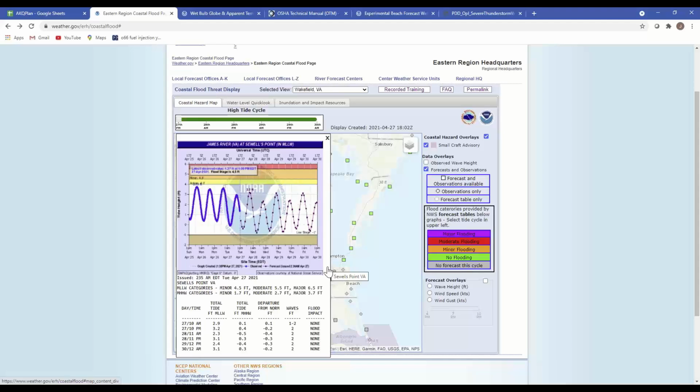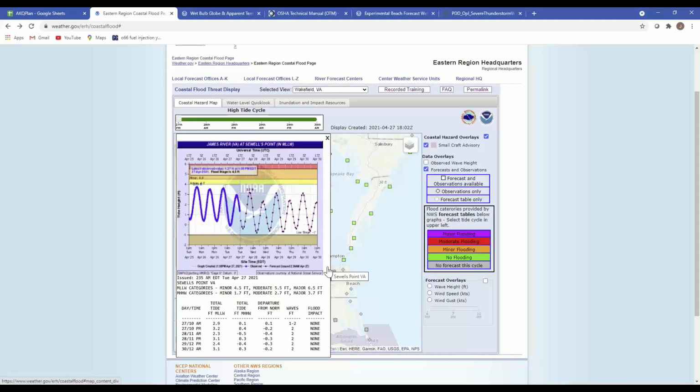The blue is the past observed water level observations. The purple dotted is the forecast. And of course, you see the flood categories: the minor, the moderate, and the major, off the scale. Tides are running a little bit low right now, getting close to 1 foot below mean lower low water. But that's what your hydrograph is.